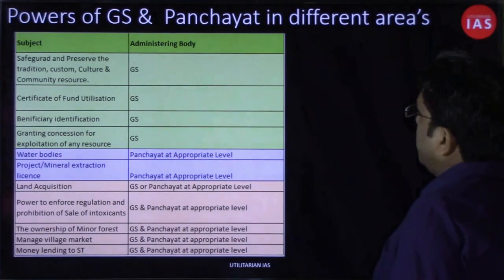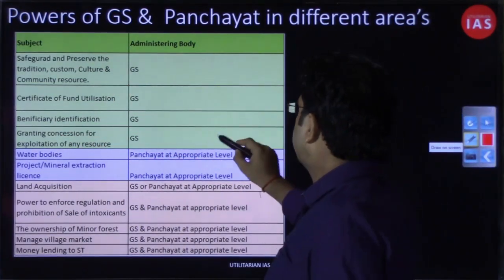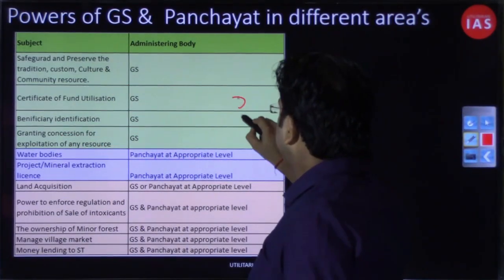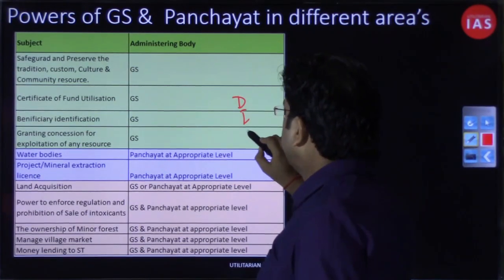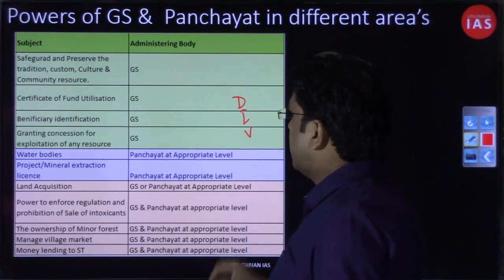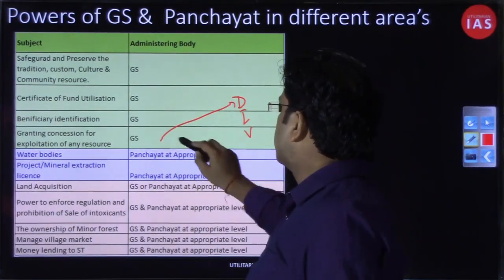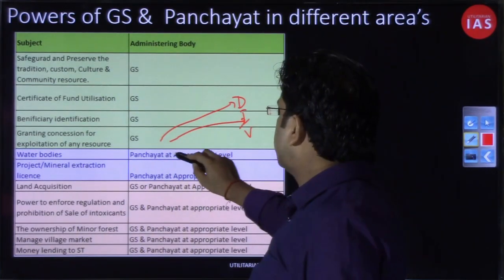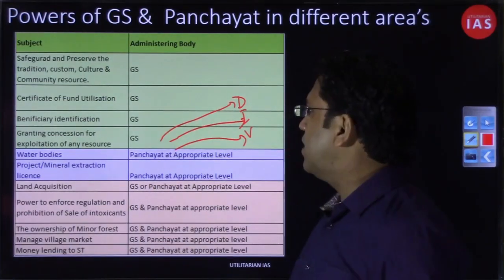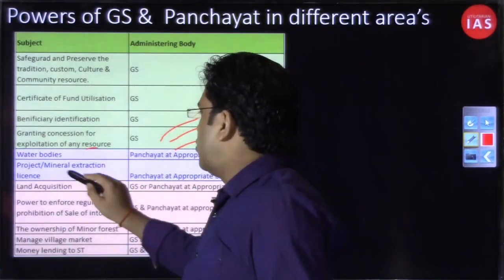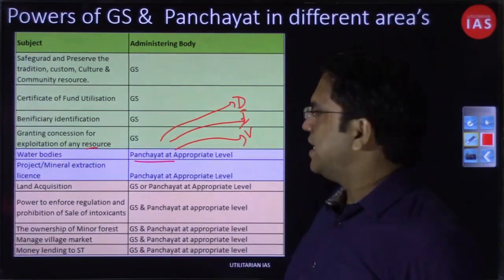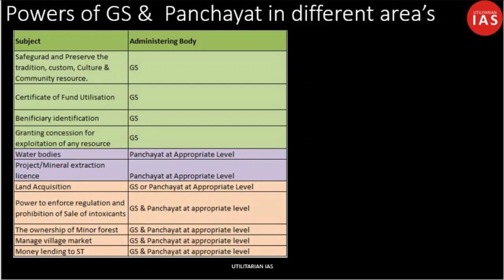at the appropriate level. So as I already told you, you do have this panchayat at 3 levels: district level, intermediate level and village level, right? So which level of panchayat will regulate, either this district level or intermediate level or village panchayat will regulate these water bodies, right, that will be decided by the state legislature, but that will be done by any of the layers of this panchayat.